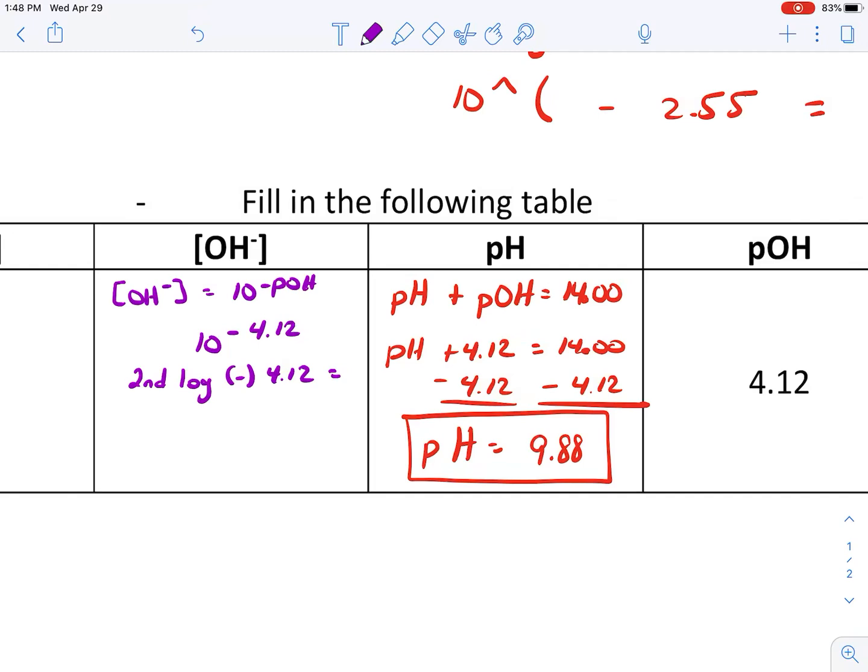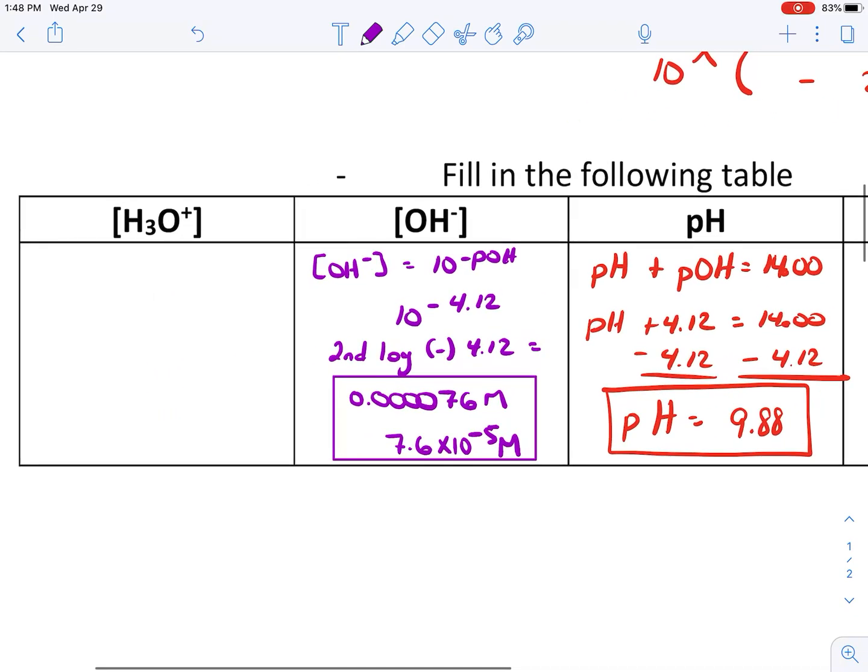This will give us a number. Mine gave it to me in decimal form. Yours could go either way. 0, 0, 0, 0. We have 4 zeros, and then 7.6. That's our molarity. Or we could say 7.6 times 10 to the negative fifth. Either way would be correct, depending on what your calculator gave you. Now that's that one. Now we have one last one to find.